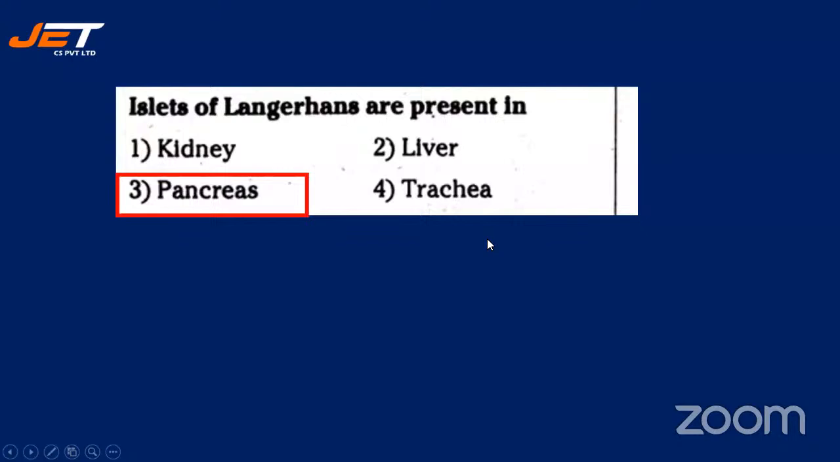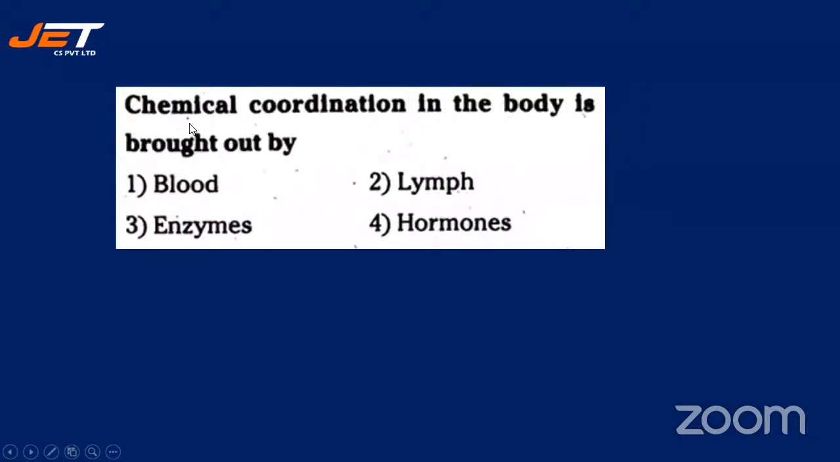It is pancreas. Islets of Langerhans are present in pancreas. Let us move to the next one. Chemical coordination in the body is brought out by.